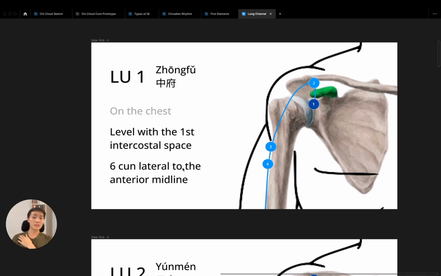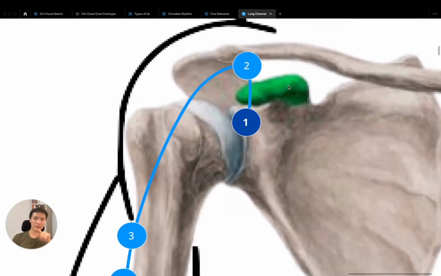An easy way to find 6 cun lateral to the anterior midline is directly below the protrusion of the coracoid process of the scapula. And so the coracoid process of the scapula is kind of like this little bone coming out laterally this way. And so if you feel underneath the clavicle, there is a prominence below the collarbone that is the coracoid process of the scapula, right here. And if you go right below it, that will be 6 cun lateral to the anterior midline.